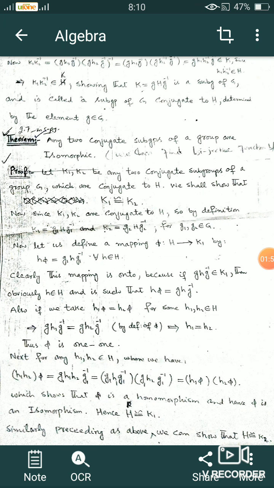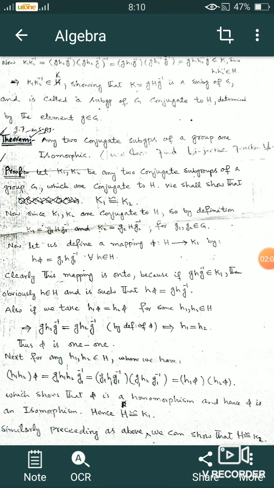Proof: we take two conjugate subgroups K1 and K2 in G which are conjugate to H, then we shall show that K1 is isomorphic to K2. Now since K1 and K2 are conjugate to H, by definition of conjugate subgroup, we can write K1 is equal to g1Hg1 inverse and K2 is equal to g2Hg2 inverse, for g1, g2 belonging to G.